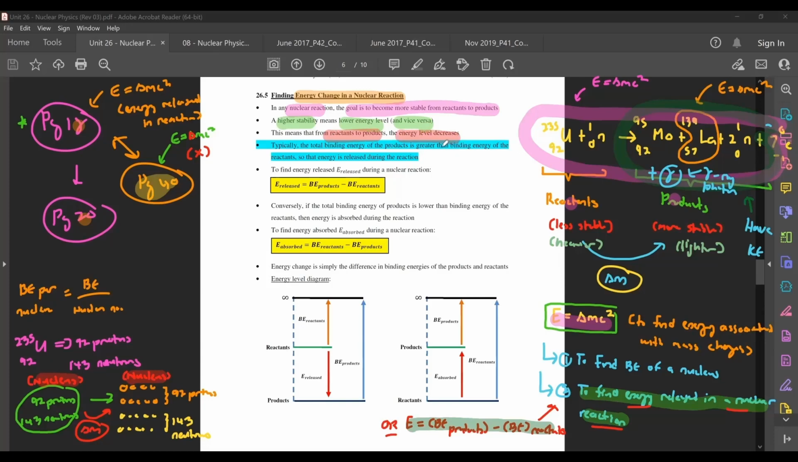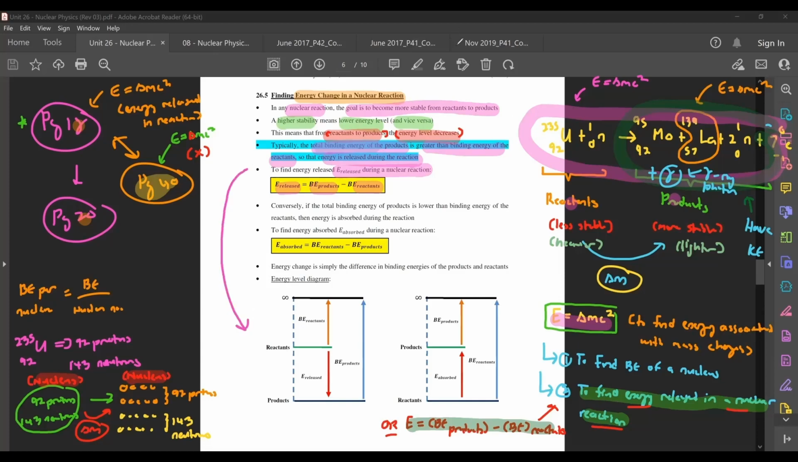So if higher stability means lower energy level, this would mean that going from reactants to products, your energy level generally decreases. Okay, so if going from reactants to products my energy level decreases, this would mean that the total binding energy of products is greater than the total binding energy of the reactants. So energy is released in this reaction. So to find energy released during a nuclear reaction is actually BE of products minus BE of reactants, which is what you see here. Okay, to give you a better idea of what all this actually means, you just look at the diagram below.